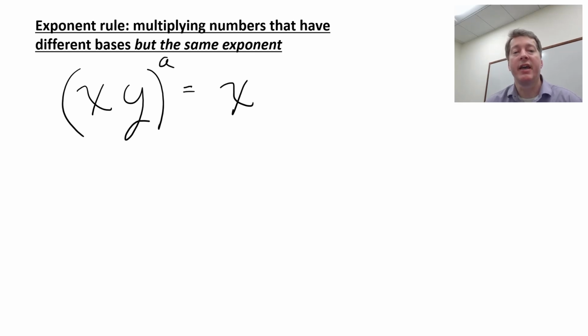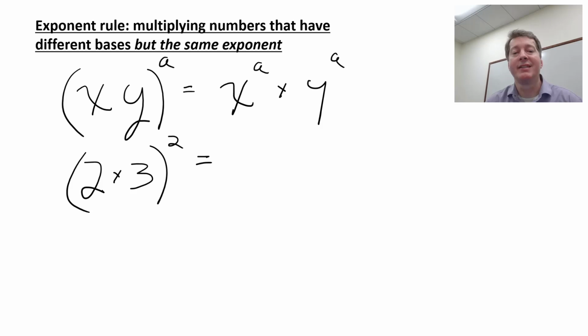Suppose the numbers you're multiplying together have different bases, but the same exponent. So suppose you had (xy), x times y, all raised to the power of a. That is the same thing as x to the a times y to the a. So if I had (2 times 3) squared, that is the same thing as 2 squared times 3 squared. That is the same thing as 4 times 9.